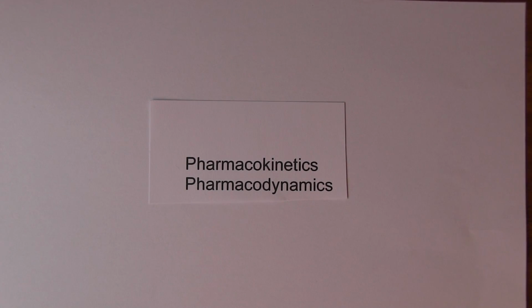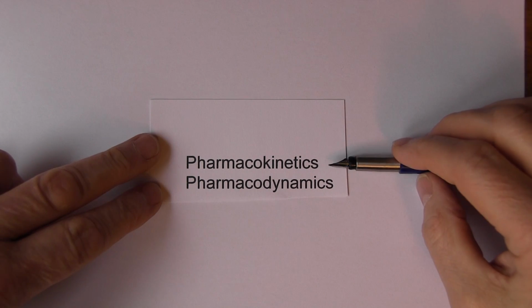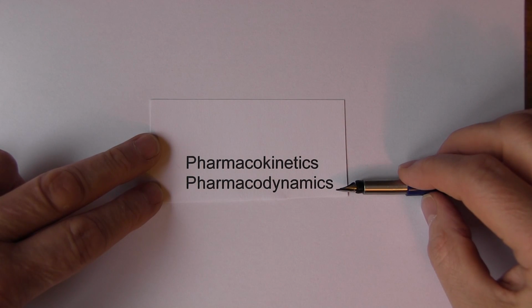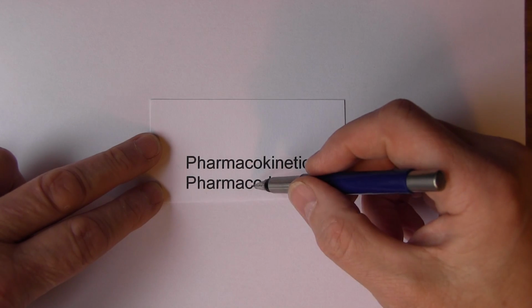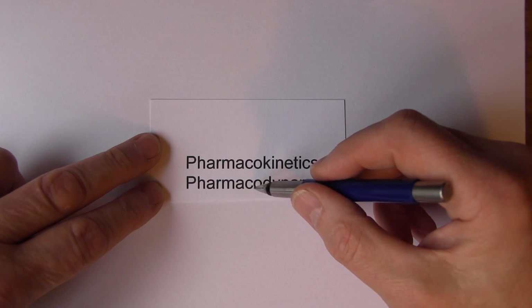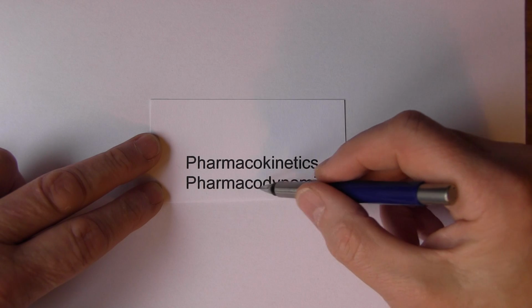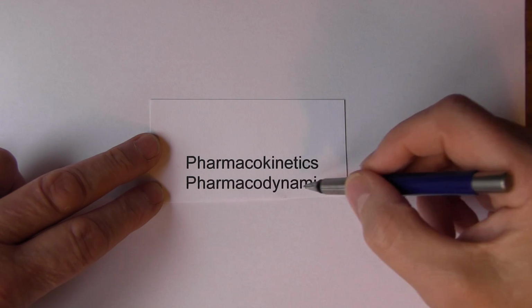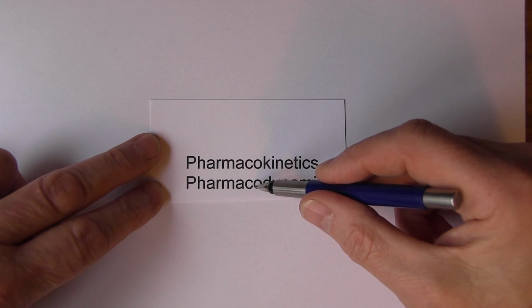Now, when we're talking about pharmacology, there's pharmacokinetics and pharmacodynamics. These are really the subdivisions of the field. Now, pharmacodynamics is the effect that a drug has on the body. It's the way a drug works, the mechanism of drug action. So it might act on a synapse, for example, to stimulate a receptor.